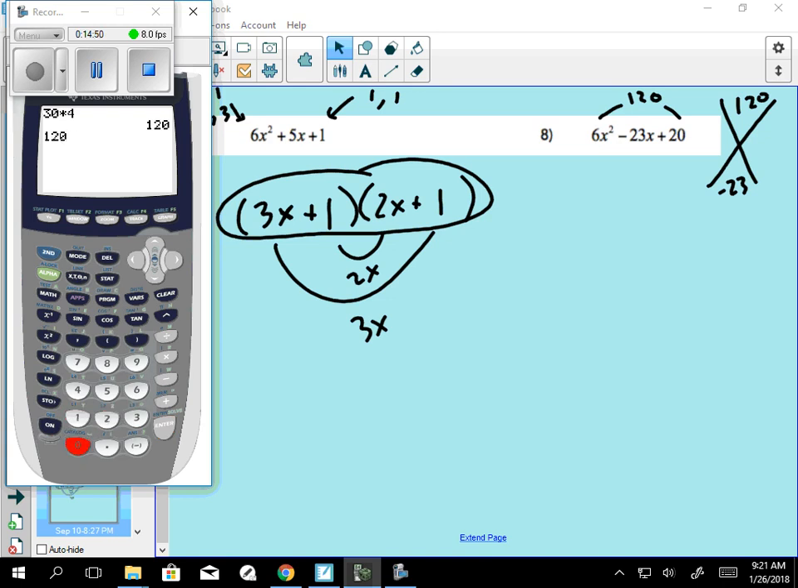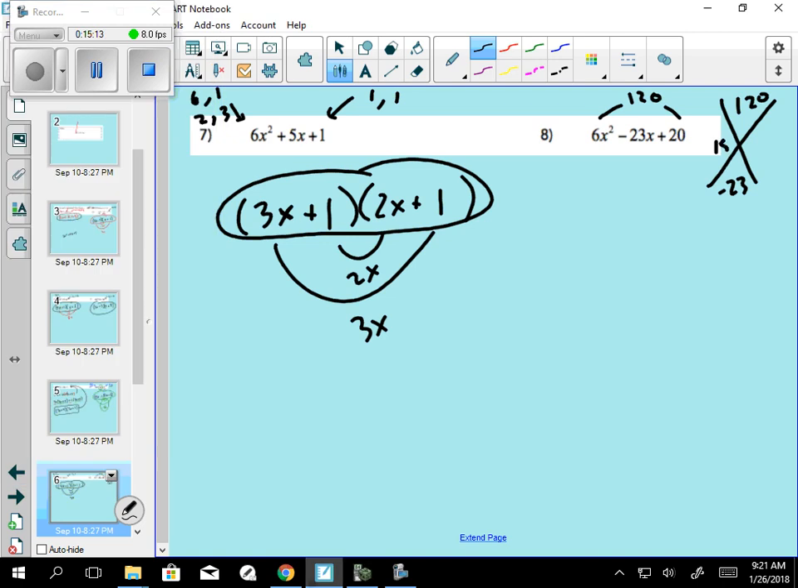Let's try some other stuff that maybe divides into 120, like 20. 20 and 6. Can we get 23 from 20 and 6? Nope. Let's try 15. 15 and 8. Can we get 23 from 15 and 8? Yeah, we can. So it looks like 15 and 8 are two numbers that multiply to that, and if we make them both negative, they add to negative 23.